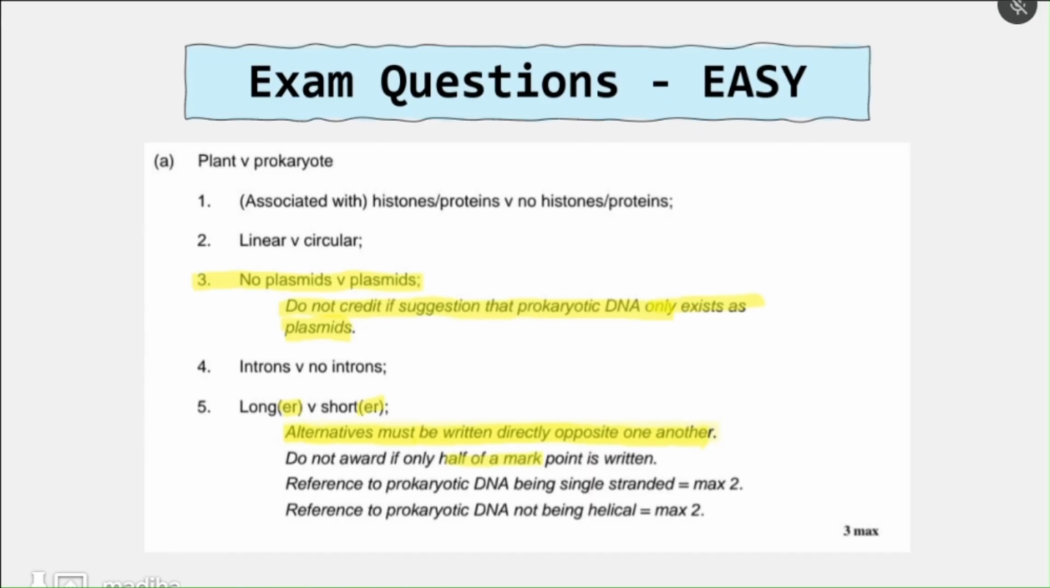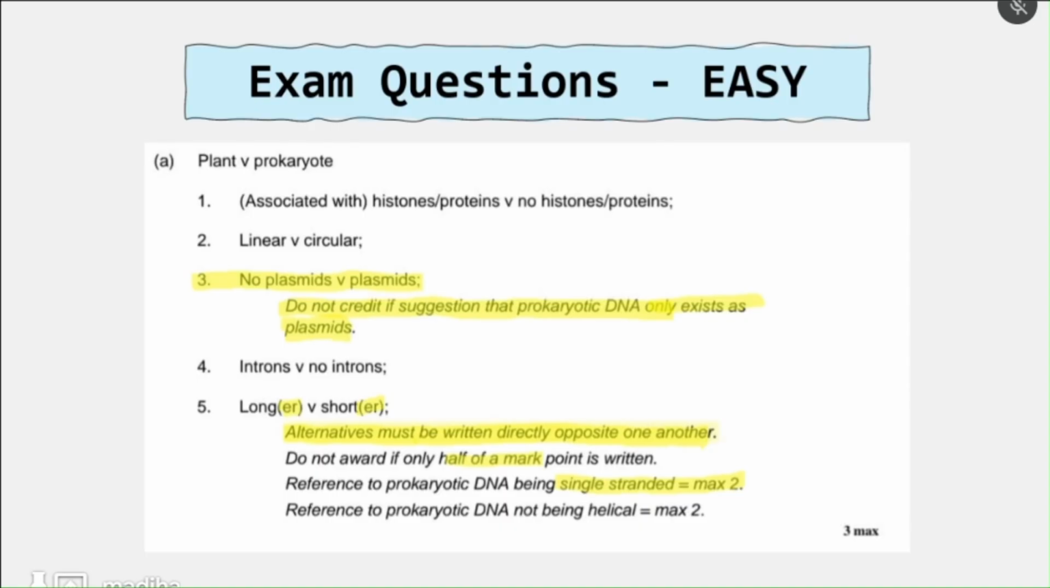And if you talk about it being single-stranded, max 2, because it shows that you're not aware of the DNA, because remember we talked about the similarities, that the DNA is double-stranded because it's got the same nucleotides forming that backbone together. So we needed to put that, you're not meant to put that. And not being helical, again, we talked about this at the beginning, because knowing the similarities helps you understand the differences, if that makes sense.